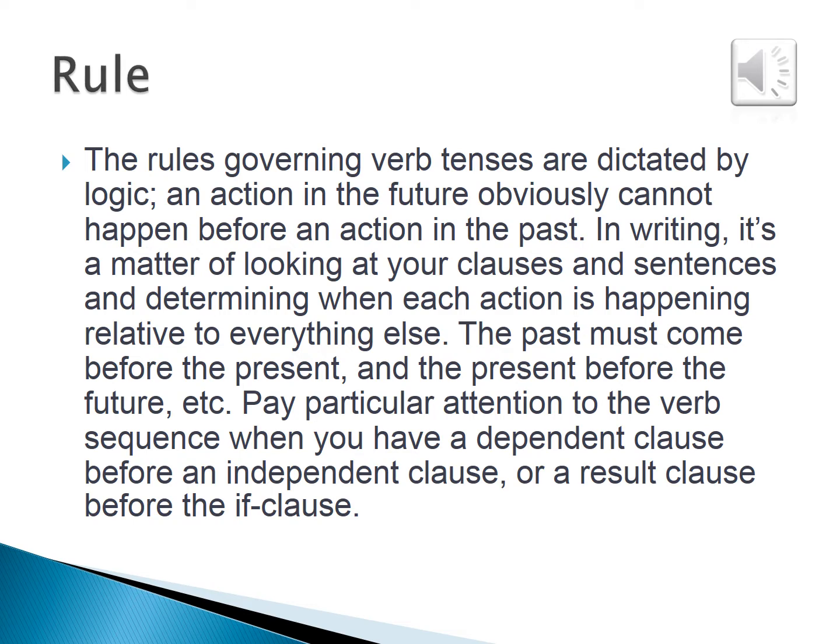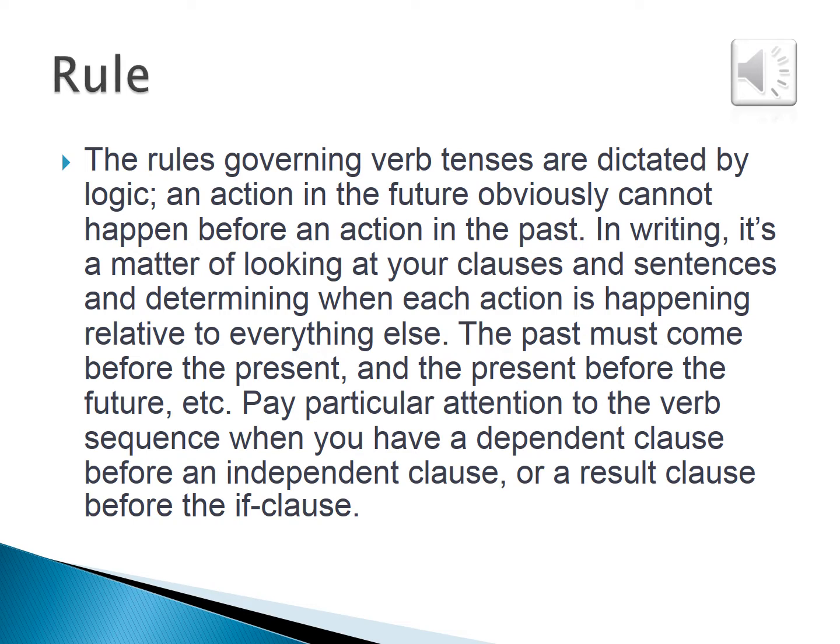An action in the future obviously can't happen before an action in the past. In writing, it's a matter of looking at your clauses and sentences and determining when each action is happening relative to everything else. The past must come before the present and the present before the future. If the main clause is in past tense, then the subordinate clause can be in the past indefinite, past continuous, or past perfect tense. For example, she visited our home while she was studying in London.